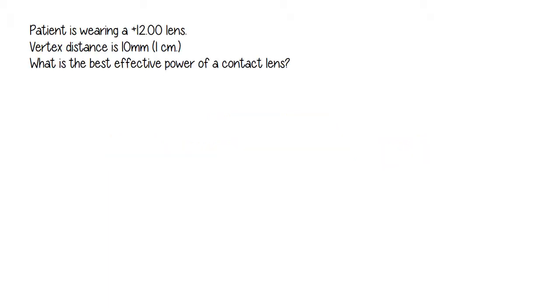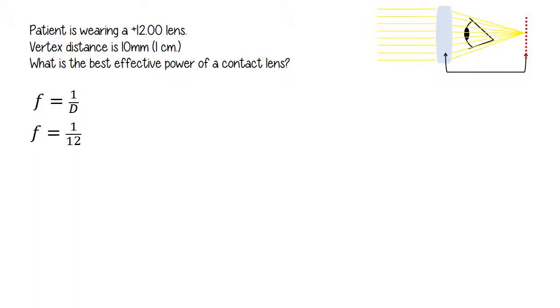In this video, we're going to use the very first scenario that we used in the vertex distance video, and that is a patient comes in wearing a +12 lens. The vertex distance is 10 millimeters or 1 centimeter, and they want contact lenses. And the first thing that we did is draw a picture up there in the right and determine that we needed to know the focal length of that 12 diopter lens. So we found the focal length using the focal length formula. We converted our focal length to centimeters because it's easier to work with.